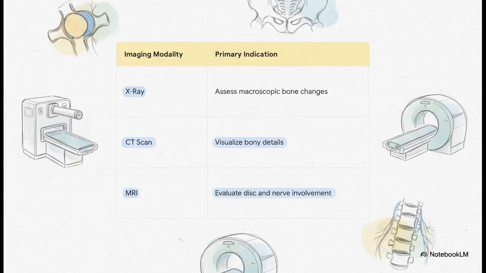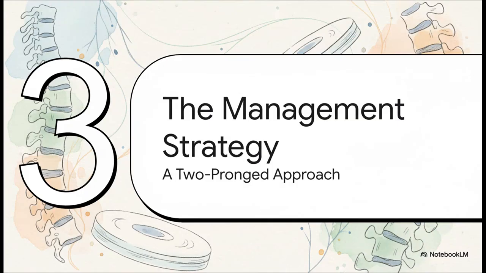Now, when we get to imaging, you have to know which tool to use for which job. An X-ray? That's your first-line scout. Perfect for a quick look at the overall bone structure. A CT scan? That's what you want when you need that beautiful high-def detail of the bone, especially for tricky fractures. But for vertebrogenic pain, well, the MRI is really our gold standard. Why? Because it lets us see the soft stuff, the discs, the ligaments, and most importantly, if a nerve root is actually being squished.